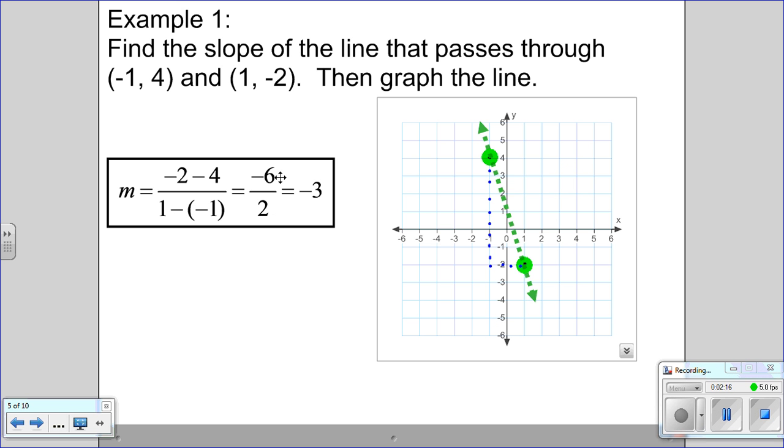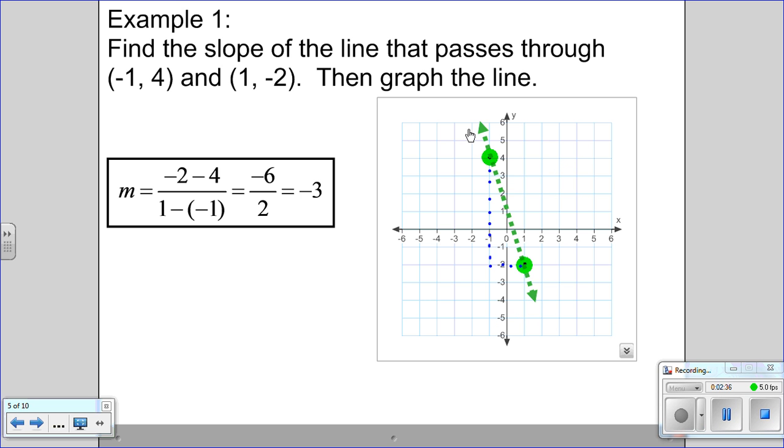Now the last thing you do is simplify your fraction. -6 over 2 is really just -3. So the slope of this line is -3. When we go to the graph, here's the ordered pair (-1, 4), and here's (1, -2). You can see that the slope is decreasing because it's negative.